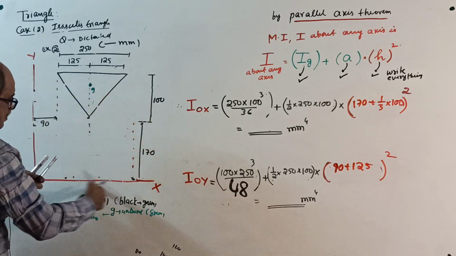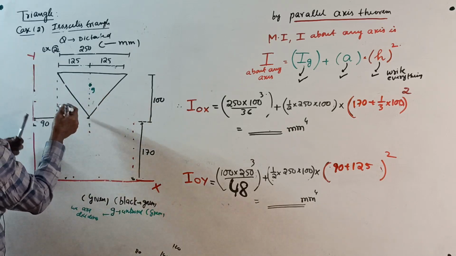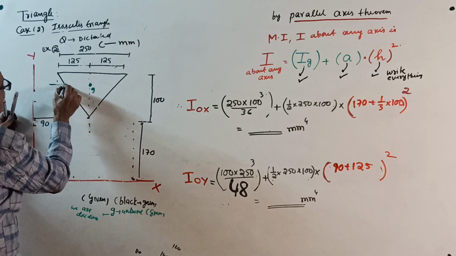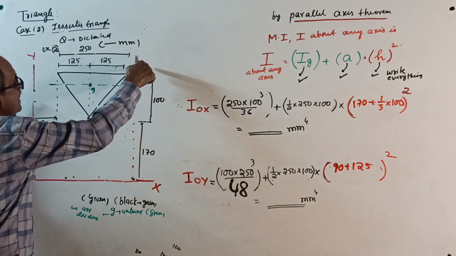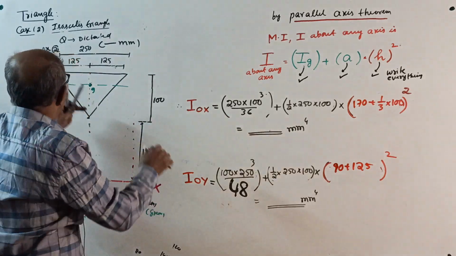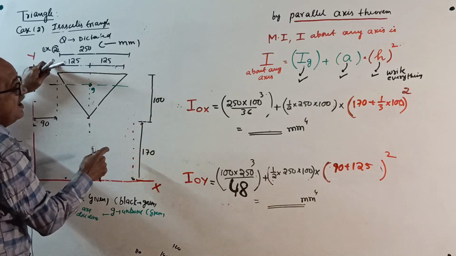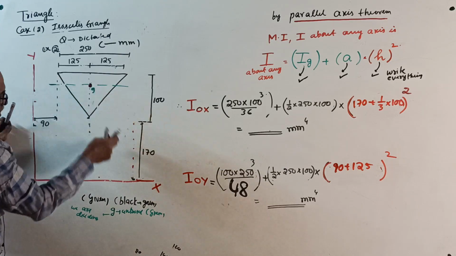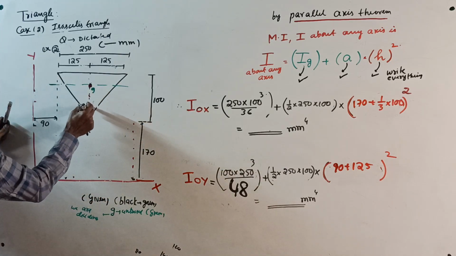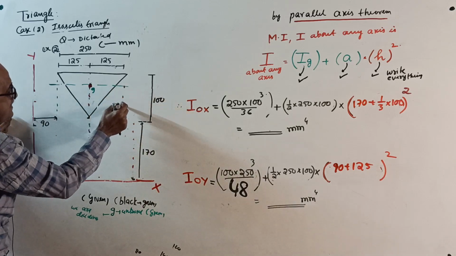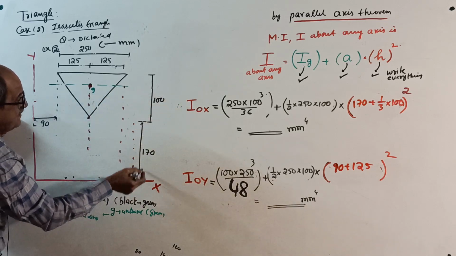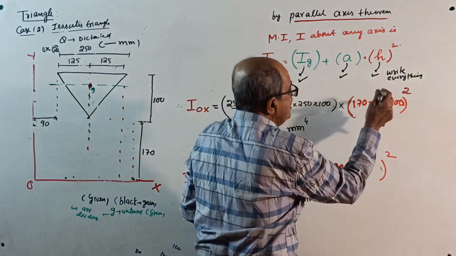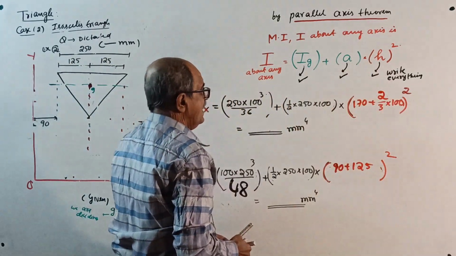G. First, I about OX. See, first I about its own axis passing through the centroid. 250 into 100 cube by 36 plus half into 250 into 100, which is the area, into, see, from the centroid to the required axis, this distance square. That is 170 plus 2 by 3 of 100. Not 1 by 3, 2 by 3 of 100 square.